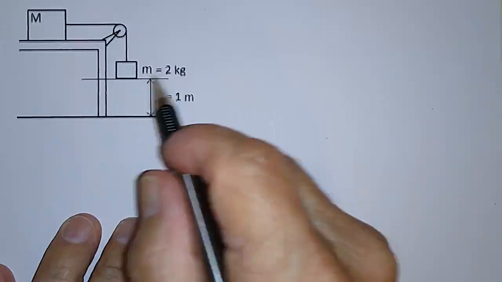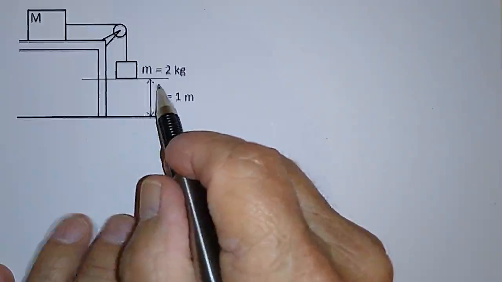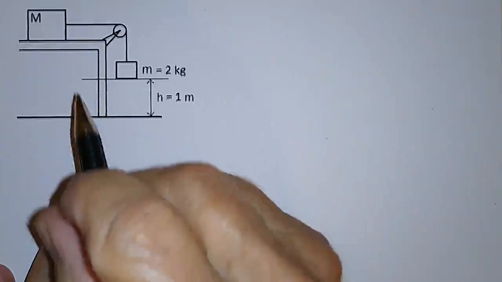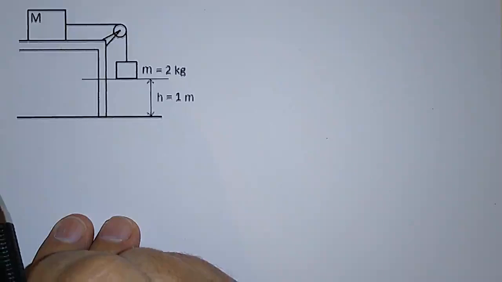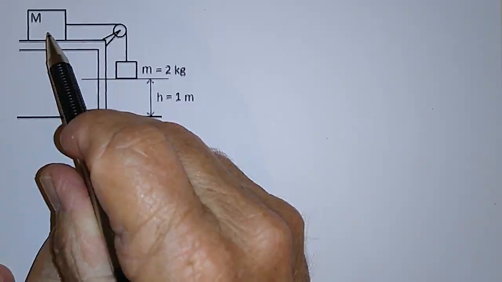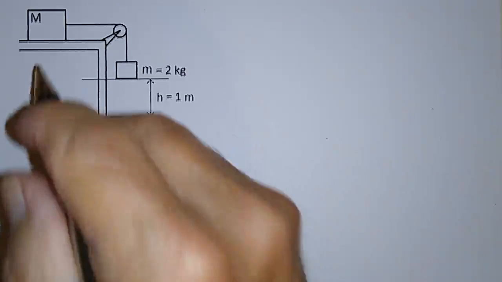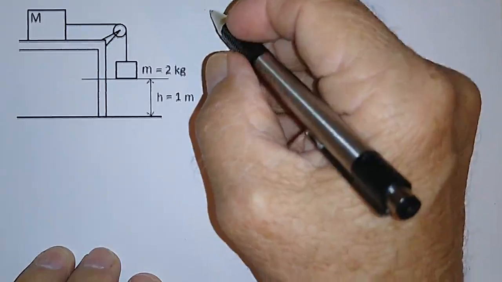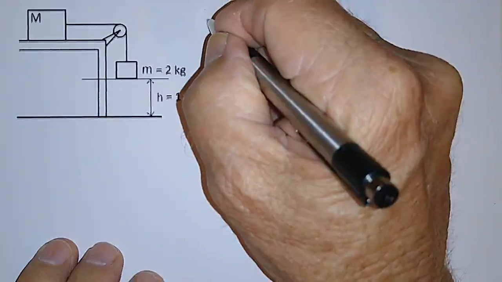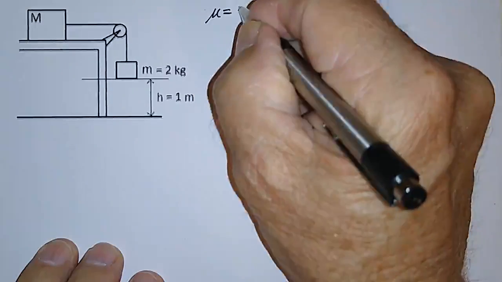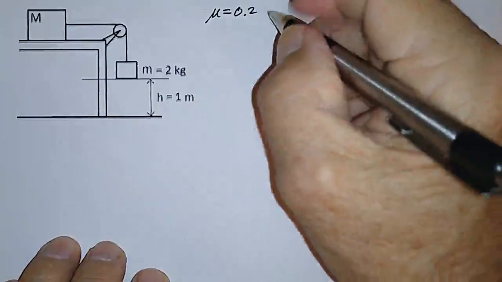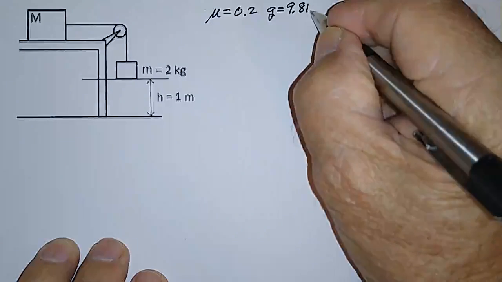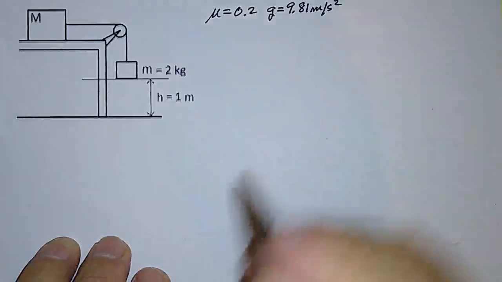We're going to release the little mass from a height of 1 meter above the ground, and it will accelerate downward. And what we want to know is, given this information, what is the value of the big mass? There's also friction between the big mass and the table, and the coefficient of sliding friction, mu, is equal to 0.2. The acceleration due to gravity is equal to 9.81 meters per second squared.